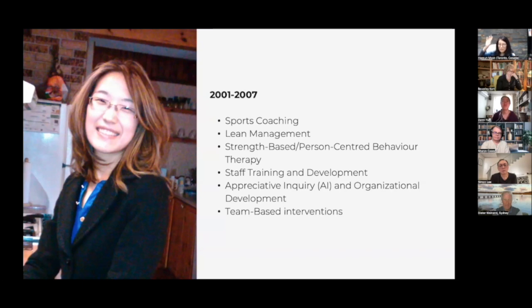So how many of you actually heard of this thing called the GROW coaching model? Yeah. They were talking about that in 2001. I'm like, yeah, this is so new. I loved it. And then I went to study lean management, person-centered behavior therapy.